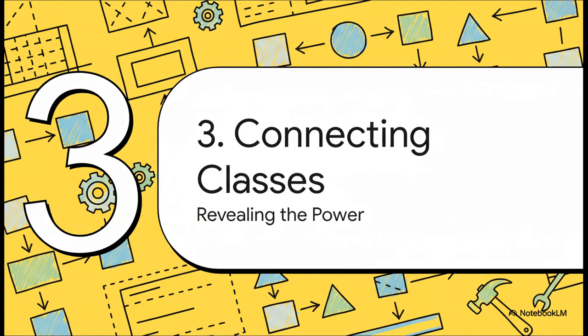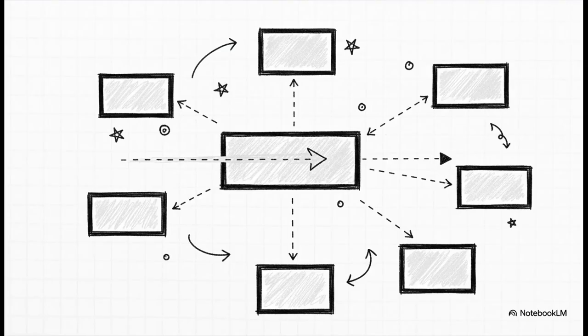On to Section 3, connecting the classes. You know, a single class is useful, sure. But the real power, the magic of a system, comes from how dozens, or even hundreds, of these classes all work together. And the lines connecting them on the diagram, those show us these absolutely critical relationships. Yeah, these classes don't live in a bubble. Their connections literally define the entire architecture of the system.